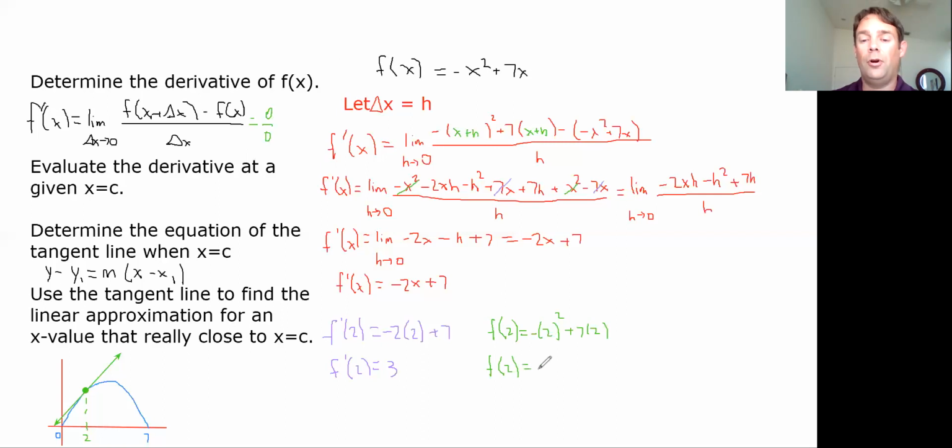I get negative 4 plus 14. So that would be f of 2 equals 10. So now I have my y value, 10. I have my x value, 2. I have my slope of 3. I'm going to write the equation of the tangent line. So y minus y sub 1 equals 3 times x minus 2.